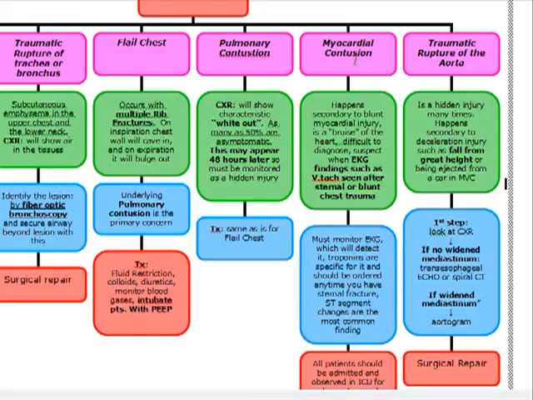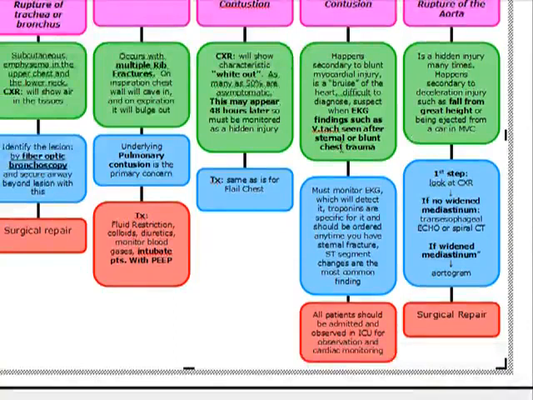Myocardial contusion, chest trauma, it's going to happen secondary to blunt chest trauma, and it's difficult to diagnose, but if we see EKG findings after the blunt chest trauma, we're thinking myocardial contusion, and our main thing we want to do to treat these patients is whatever this EKG finding is, we want to treat that. And traumatic rupture of the aorta, think a fall from a great height, which is commonly asked, or a deceleration injury, such as being ejected from a car in a motor vehicle accident.